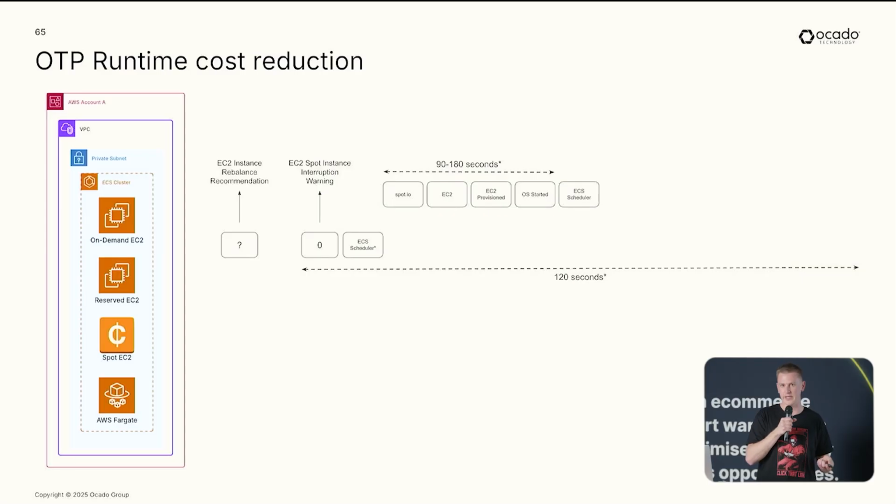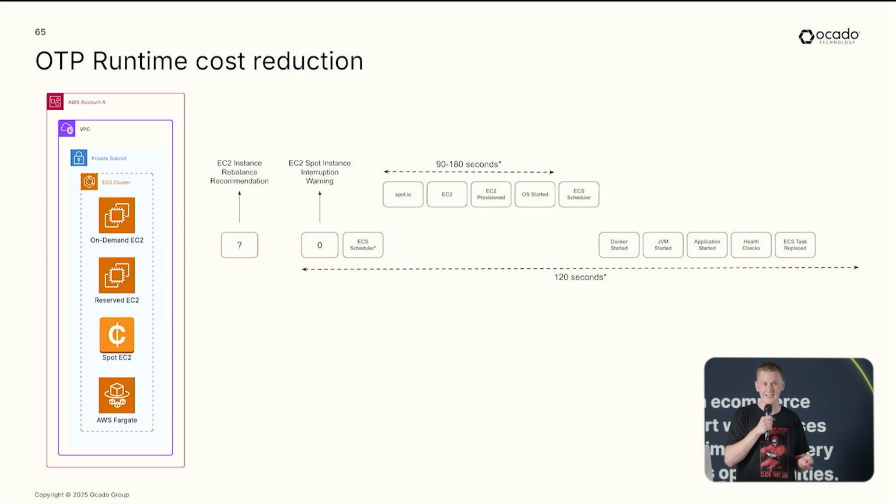Once the OS is started, the ECS scheduler takes it back and spawns a task on a particular instance. Then the Docker has to start. In our case, JVM has to start because we're running Java-based applications. Then the application has to start. Then the health check has to start passing. And only then can the ECS task be considered replaced. Did we make it or not? What happens if not? If you run a single instance and you do not make it in 120 seconds, you start observing 502, 504 errors.